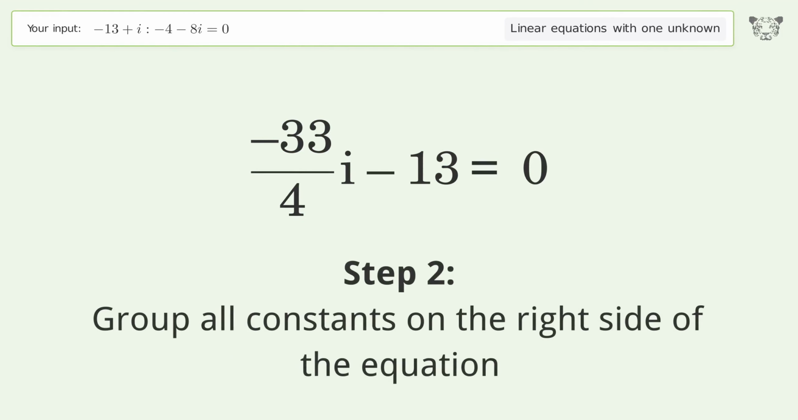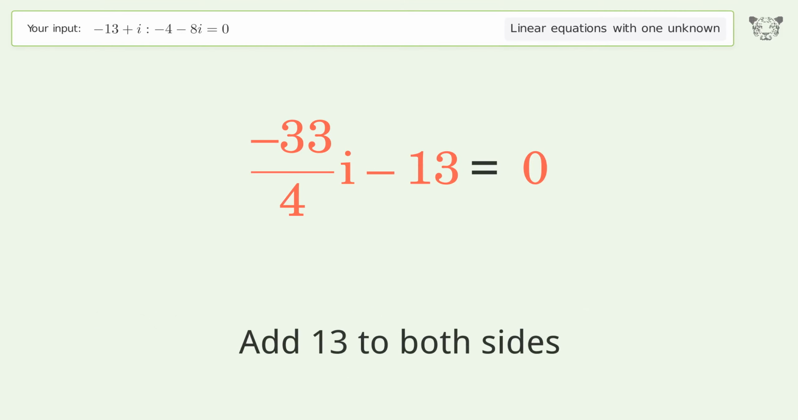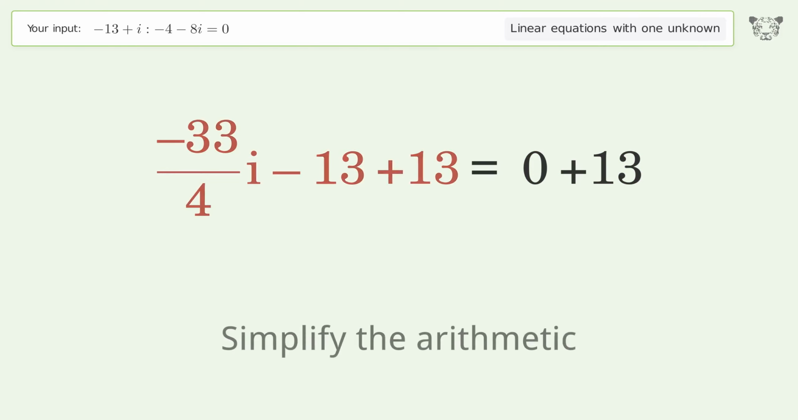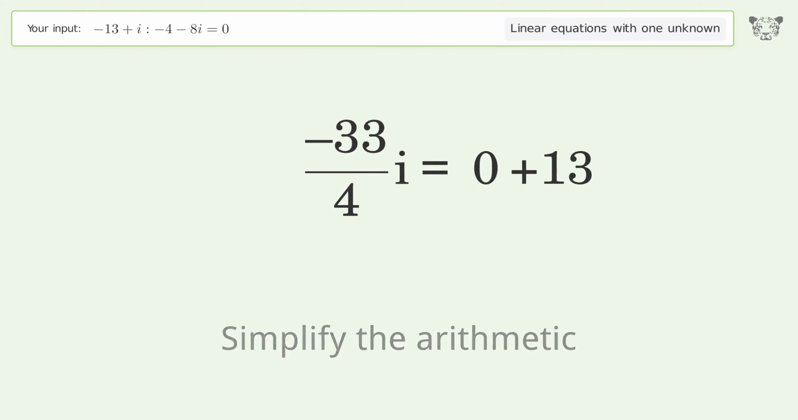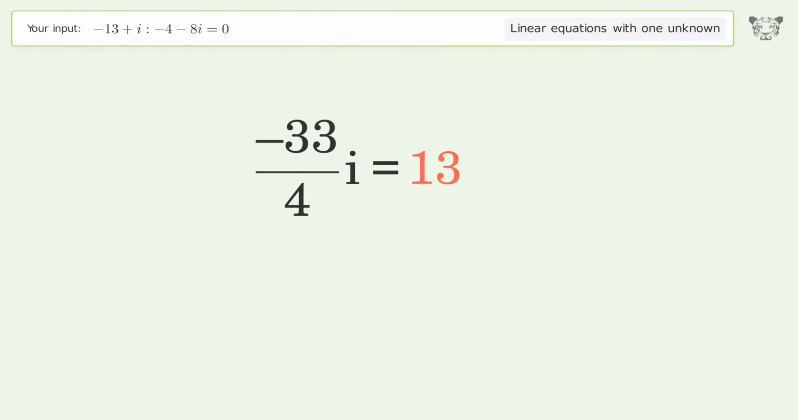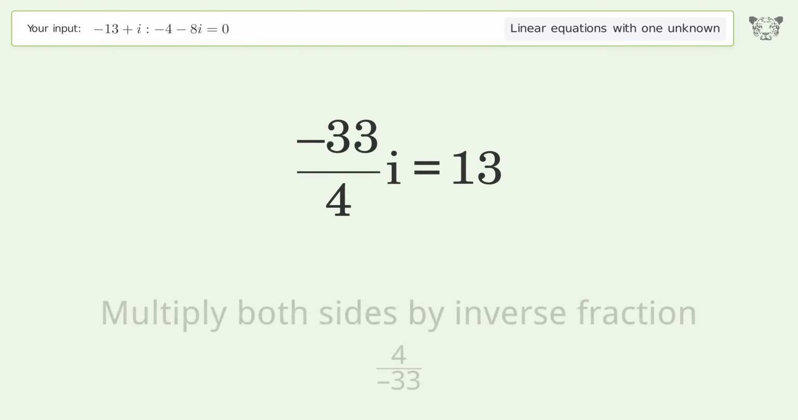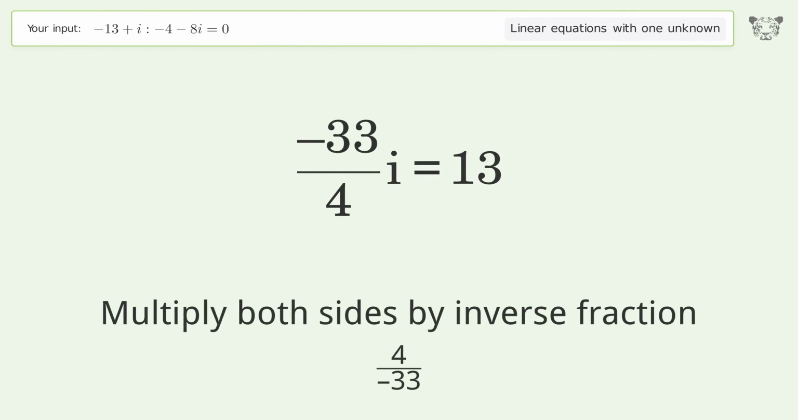Group all constants on the right side of the equation. Add 13 to both sides. Simplify the arithmetic. Isolate the I. Multiply both sides by inverse fraction 4/-33.